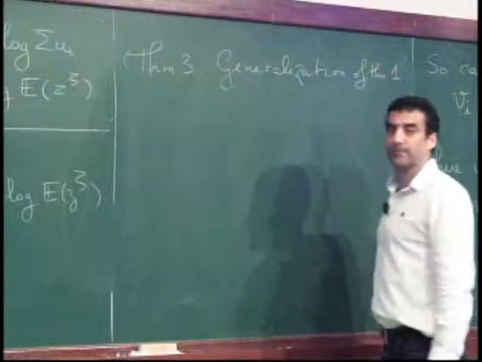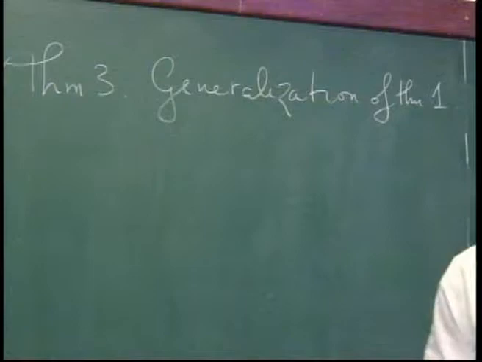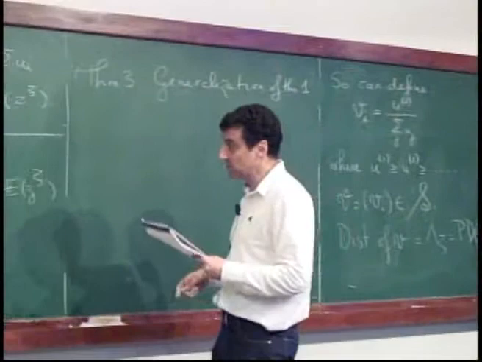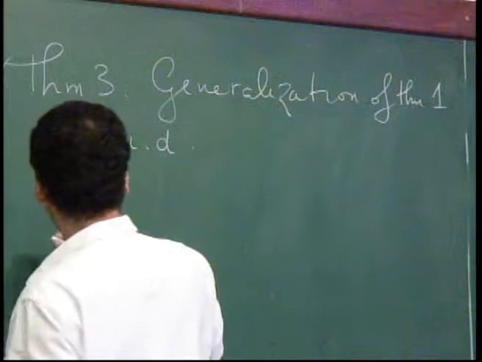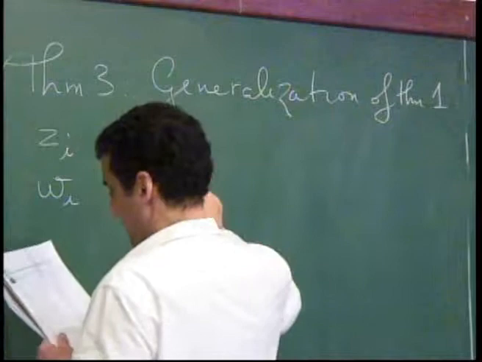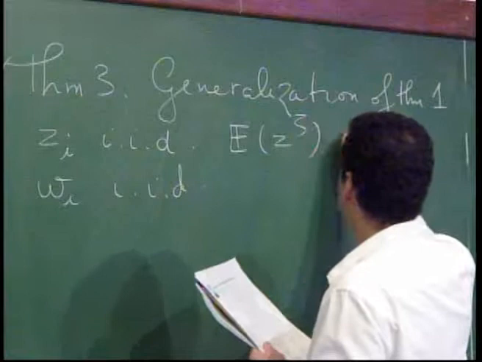Oh yeah, maybe I should break, yes. Let me just state this one and then I'll give the key invariance property, the one that is really useful. So assume now that you have what I call the Z_i's, which are IID, and I need another letter, W_i's, which are IID too. I assume that the expectation of Z to the zeta is finite, as before.